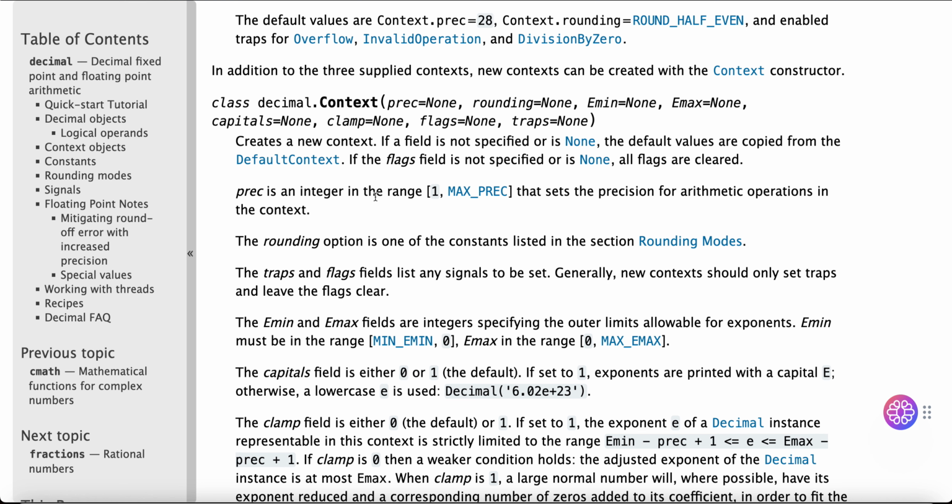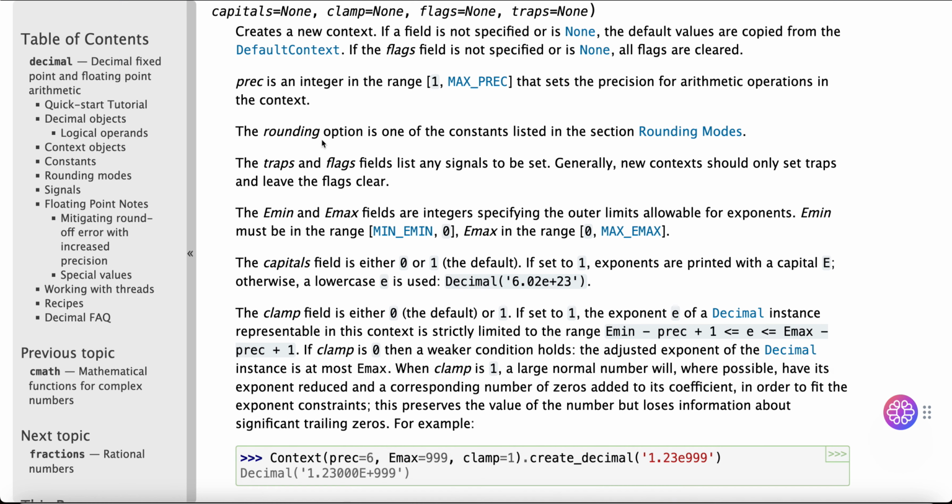prec is an integer in the range 1 to MAX_PREC that sets the precision for arithmetic operations in the context. The rounding option is one of the constants listed in the section Rounding Modes. The traps and flags fields list any signals to be set. Generally, new contexts should only set traps and leave the flags clear. The Emin and Emax fields are integers specifying the outer limits allowable for exponents.